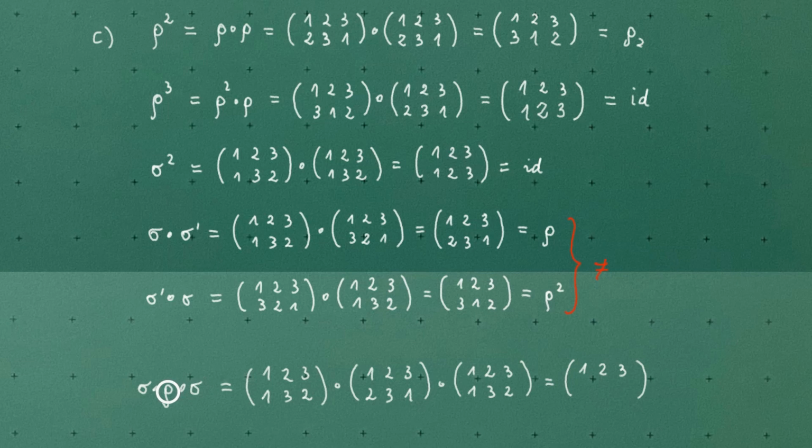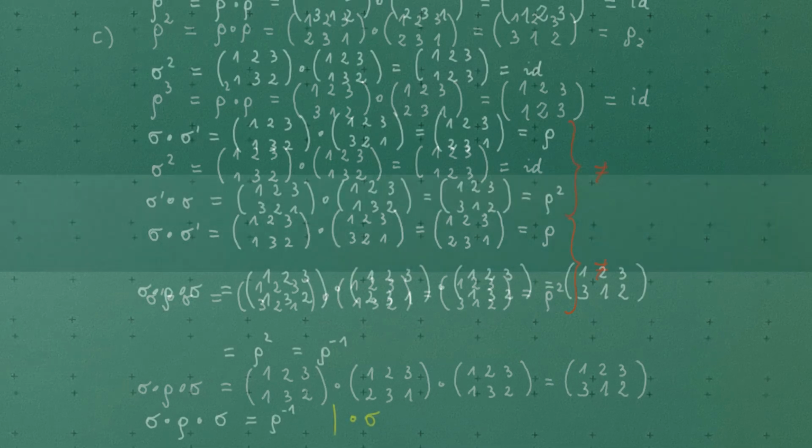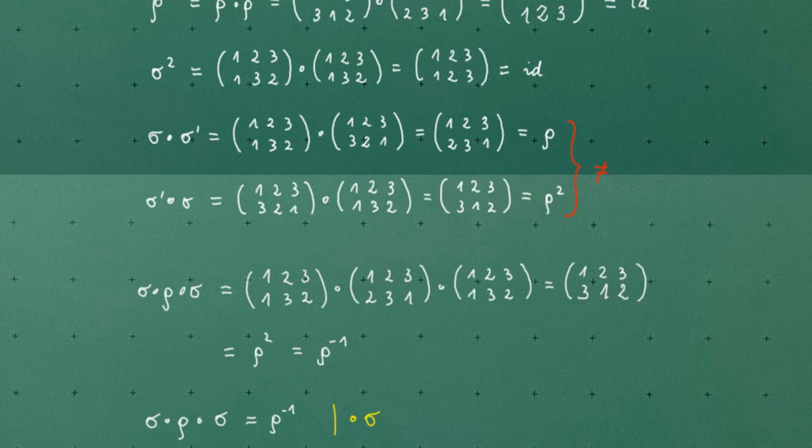First a sigma, then rho, then a sigma again. You just write it down and do the same number chasing as we did above. 1 goes to 1, 1 goes to 2, 2 goes to 3, so all in all 1 goes to 3. 2 goes to 3, 3 to 1, 1 to 1, so 2 goes to 1, and then we are left with a 2 here. And this is actually the rotation by 240 degrees, or rho squared, which is the same as the inverse of rho.